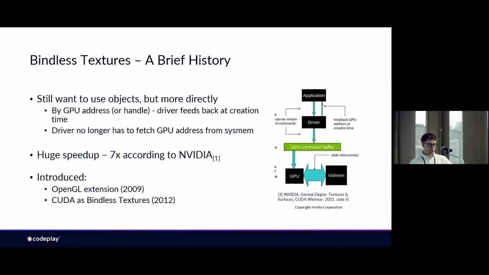So what do you want to do? You still want to use objects, but instead more directly, just by the GPU address, or more preferably, a handle. With just this minor change, NVIDIA reported a 7x speed up in one of their showcase examples. This change was then introduced to OpenGL as an extension around 2009, and then eventually was added to CUDA around 2012 as bindless textures.